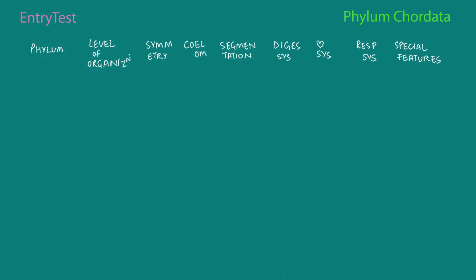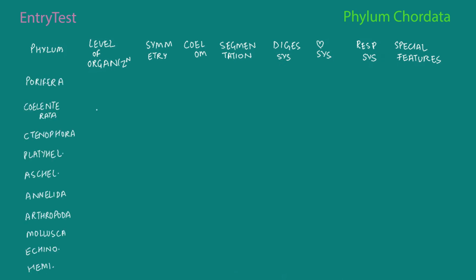What is the phylum, the level of organization, the symmetry, absence or presence of a coelom, the segmentation, the digestive system, the circulatory system, respiratory system, and special features. And on this side, we have the different phyla from Porifera till Hemichordata. We've just done Chordata, so I'm not including that. Let's study what is there in Porifera.